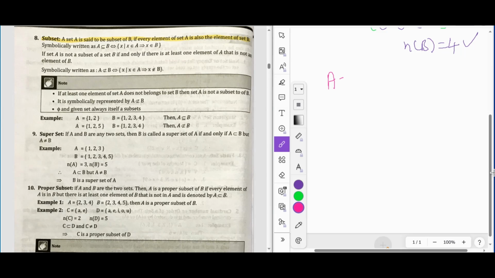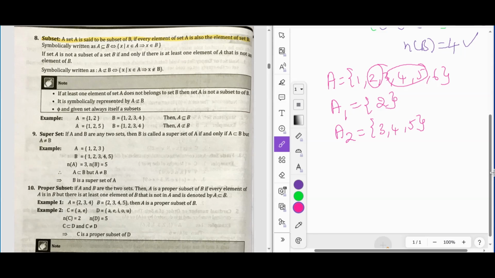So for example, if I take A as 1 2 3 4 5 6, this is called the universal set. From here we make new sets. If I take A1, I'll take any elements from here and make a new set. A2, I'll take some three elements and make a new set. Forming a new set from the given set is called a subset.